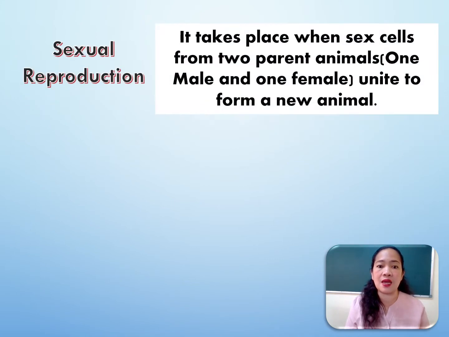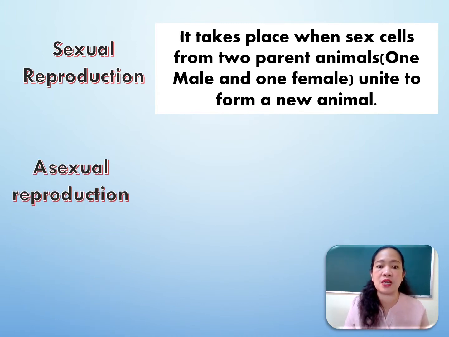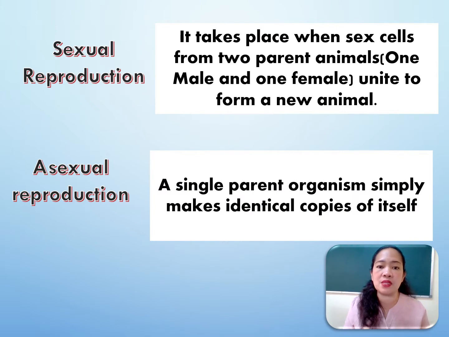Reproduction can be sexual or asexual. Sexual reproduction takes place when sex cells from two parent animals, one male and one female, unite to form a new animal. In asexual reproduction, a single parent organism simply makes identical copies of itself.